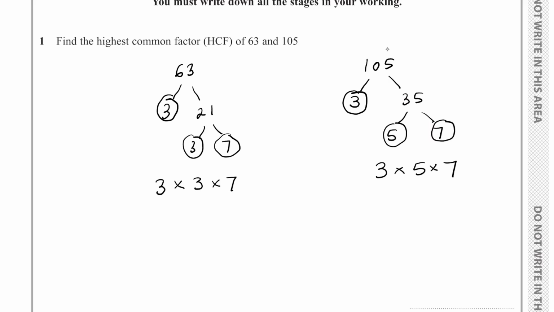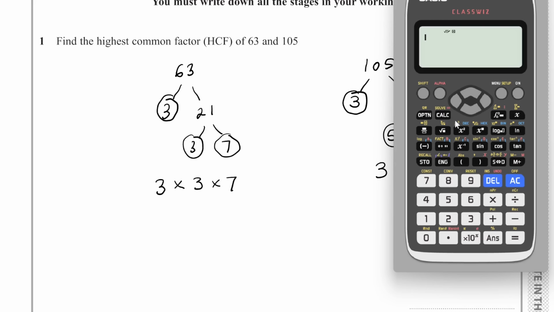I'll show you that on the calculator. So if I type in 63, if you've got a fact button, shift fact, and it changes it to a product of its prime factors.